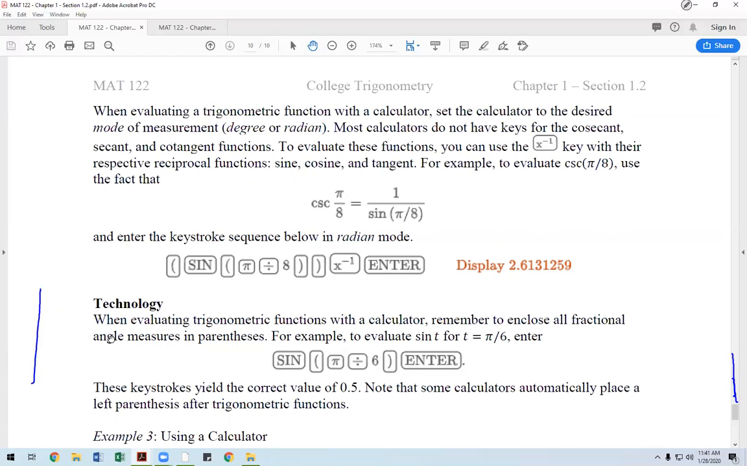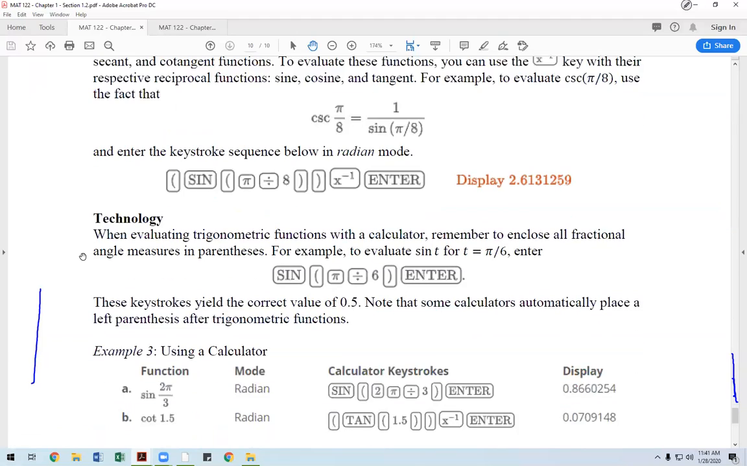We had looked at this last time. They're saying to evaluate your secant, cosecant, and cotangent functions, you can use that inverse key, but if you look on your calculators right above the sine, cosine, and tangent functions, you will see they already give you the sine inverse, cosine inverse, tangent inverse, which are the reciprocal functions for your secant, cosecant, and cotangent functions here. So that's some instruction on how you can type the values into your calculator, so you can look through that.